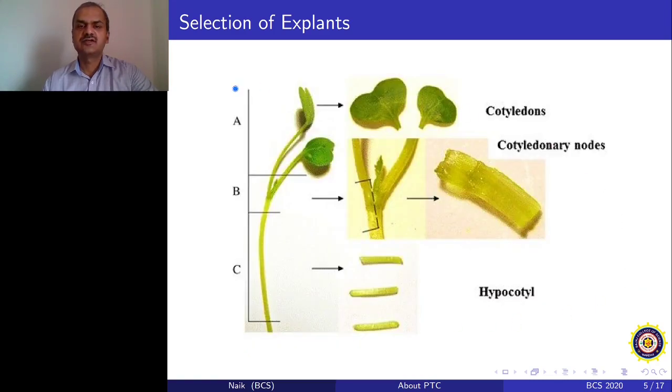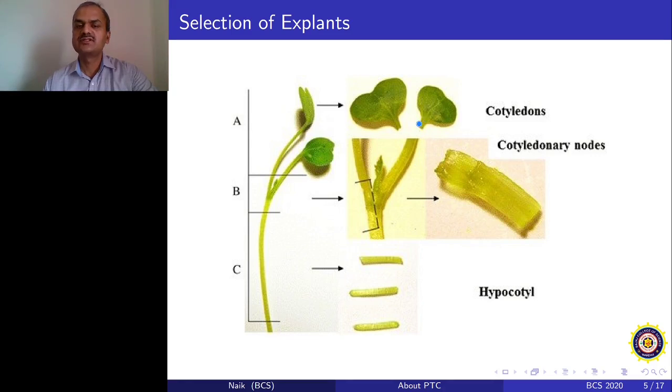I am showing here an explant, an in vitro raised seedling, and you can take the hypocotyl, you can take the cotyledons. These are the two cotyledons. This portion is the hypocotyl, and this portion is the epicotyl. These portions can give rise to direct shoot regeneration from the cut portions, and the cotyledons are also able to give rise to a lot of adventitious shoot formation, root formation or callus formation from these regions, wherever my laser pointer is moving right now.